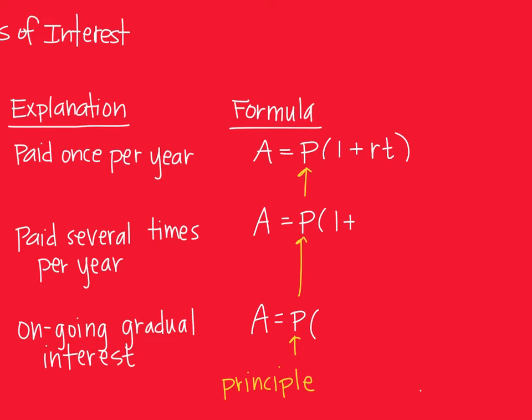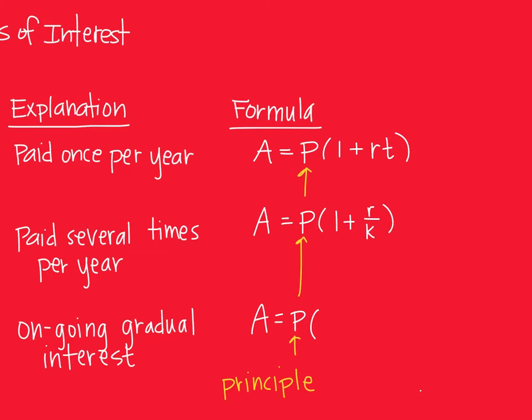The compound is also 1 plus R, but R is divided by K. K is how many times per year this is going to happen. So if it's quarterly, K would be 4. If it's monthly, K would be 12. If it's weekly, K would be 52. So you have to have a little bit of knowledge of how many days and weeks and months are in a year.